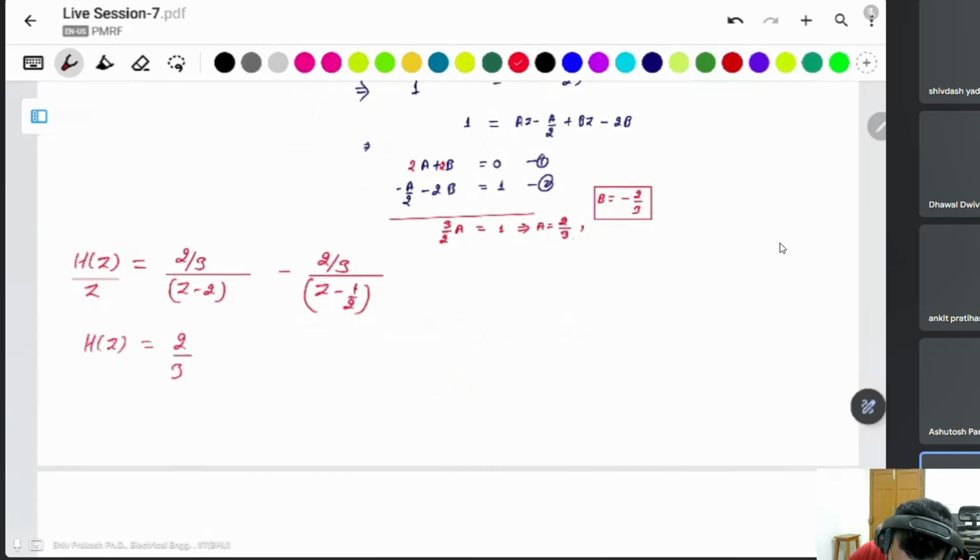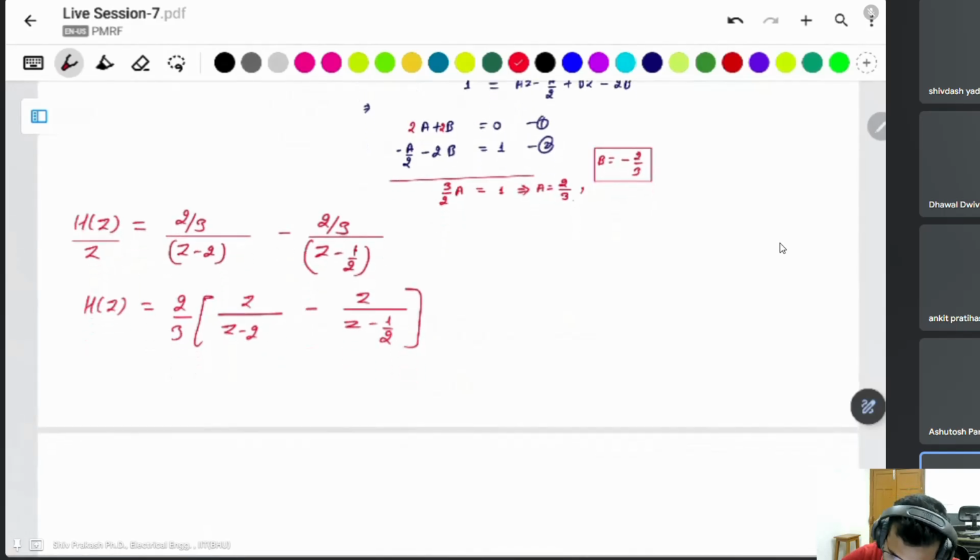You can take 2 by 3 common, so this will be z divided by (z minus 2), and the second term z divided by (z minus half). Or you can write this as 2 by 3 times [1 divided by (1 minus 2 z inverse)] minus [1 divided by (1 minus half z inverse)].